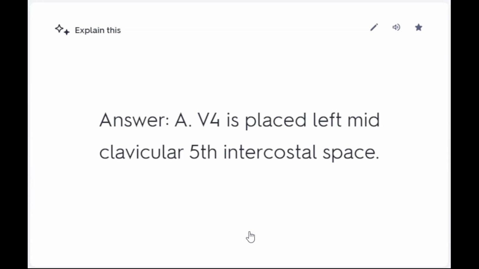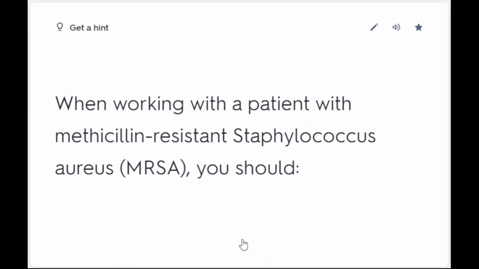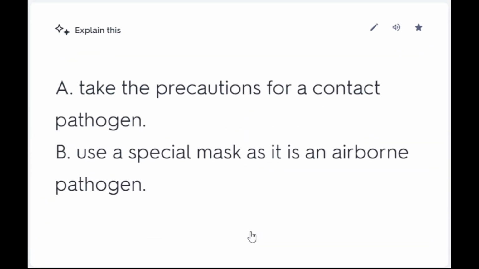Answer: A. V4 is placed left mid-clavicular 5th intercostal space. When working with a patient with methicillin-resistant Staphylococcus aureus, you should A. Take the precautions for a contact pathogen. B. Use a special mask as it is an airborne pathogen.